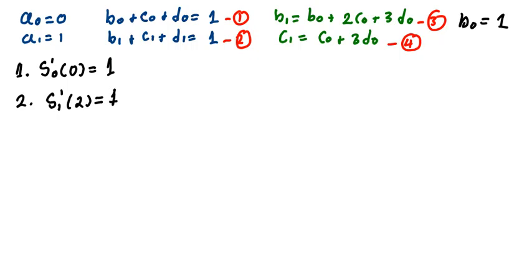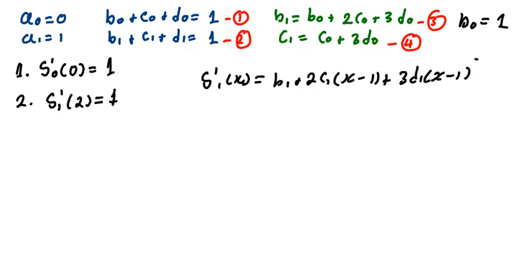That's in the question. So your s sub 1 prime of x, when you differentiated, we ended up with b sub 1 plus 2c sub 1 (x minus 1), plus 3d sub 1 (x minus 1) to the power 2. Evaluate now. So that would be s sub 1 prime of 2. Okay, what will this be? You're going to have a b sub 1 here. If you plug in a 2 here and a 2 here, this is just going to be 2c sub 1.